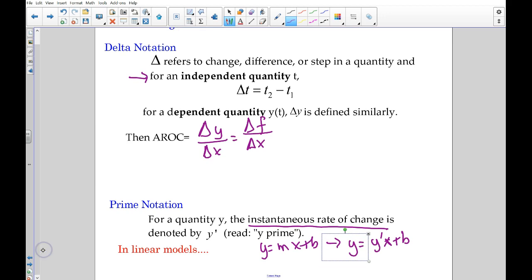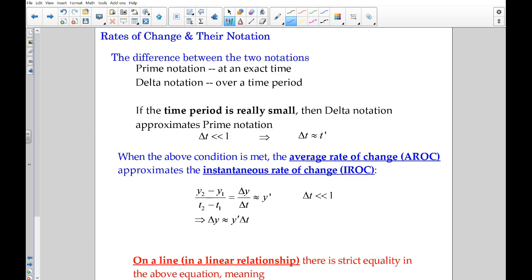So at any specific moment, the slope is equal to the instantaneous rate of change, so y prime. Okay, more on that to come.